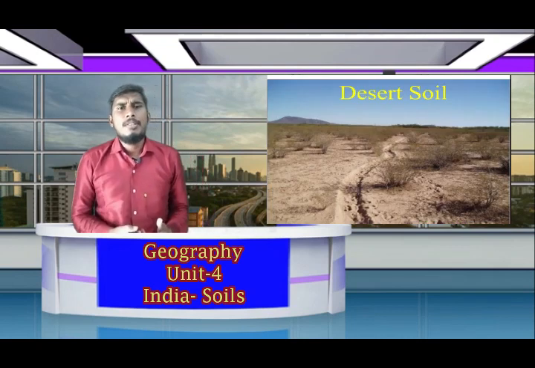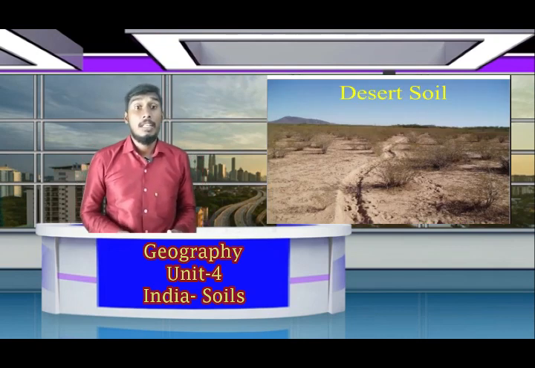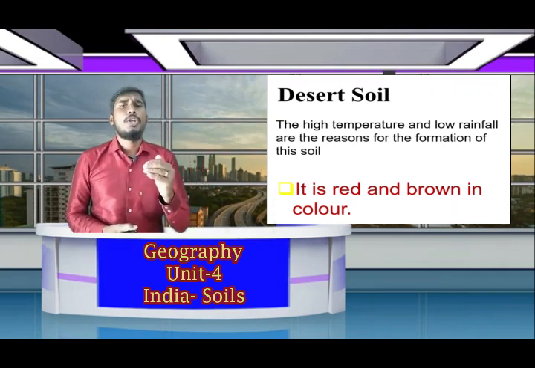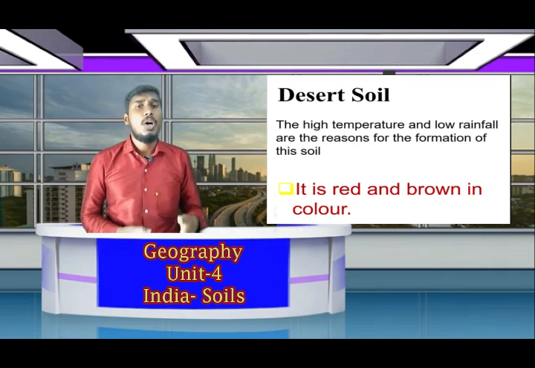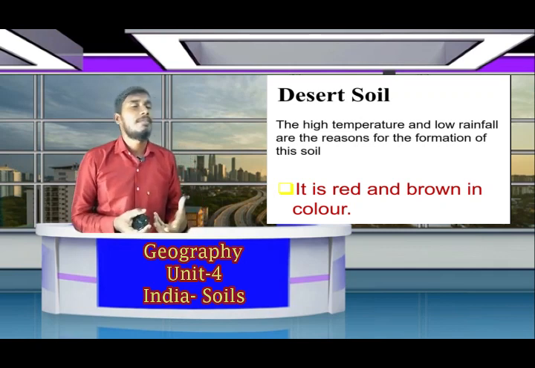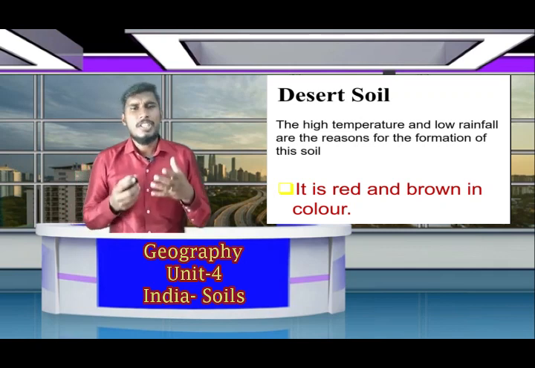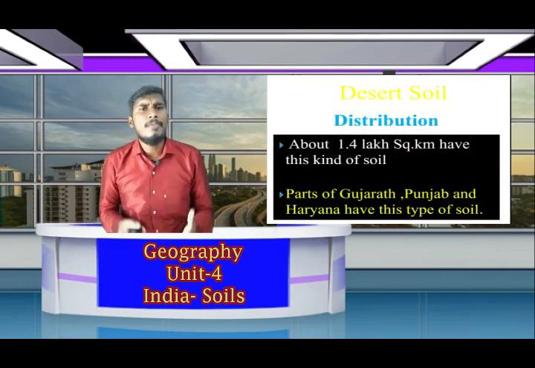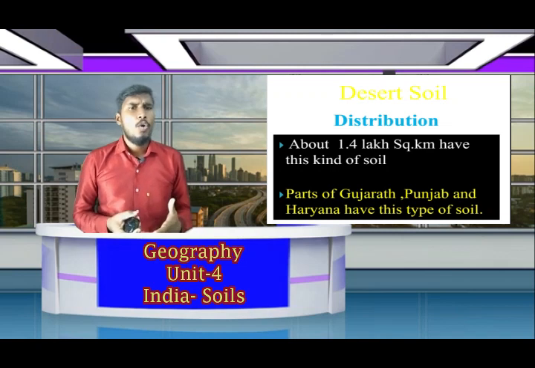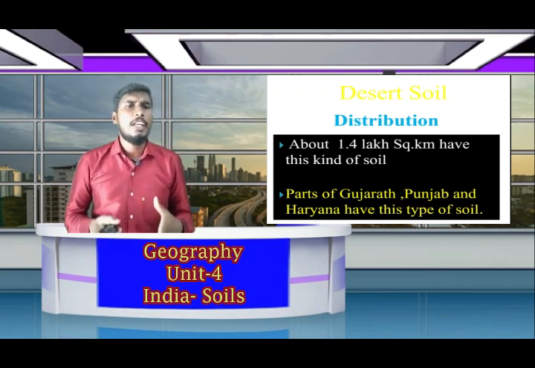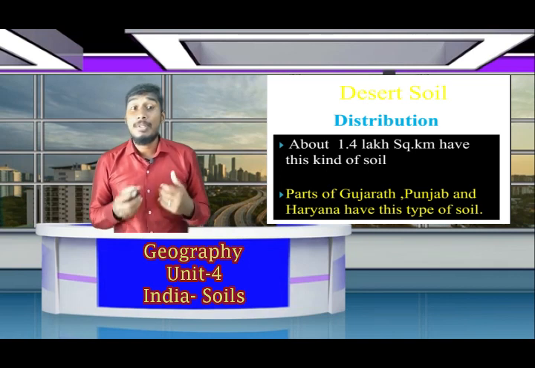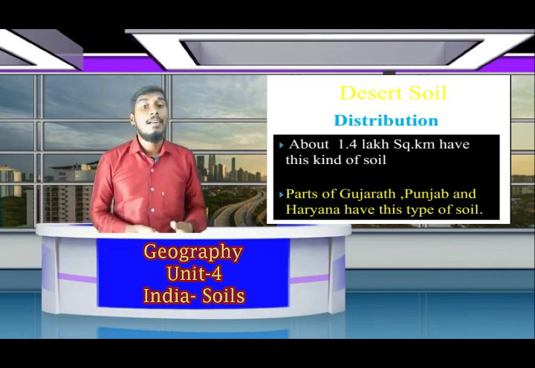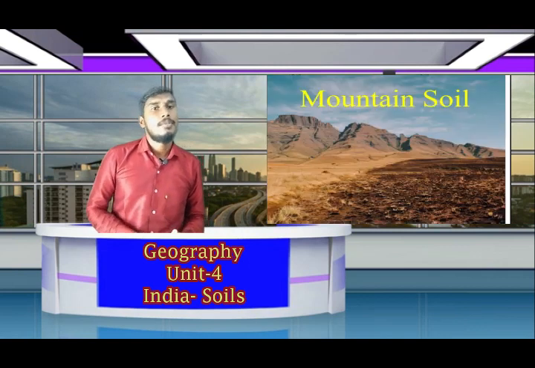And the next type is desert soil. Yes, high temperature and low rainfall are the reason for the formation of desert soil. It is red and brown in color. The distribution of desert soil is about 1.4 lakh square kilometer. Parts of Gujarat, Punjab and Haryana have this type of soil.